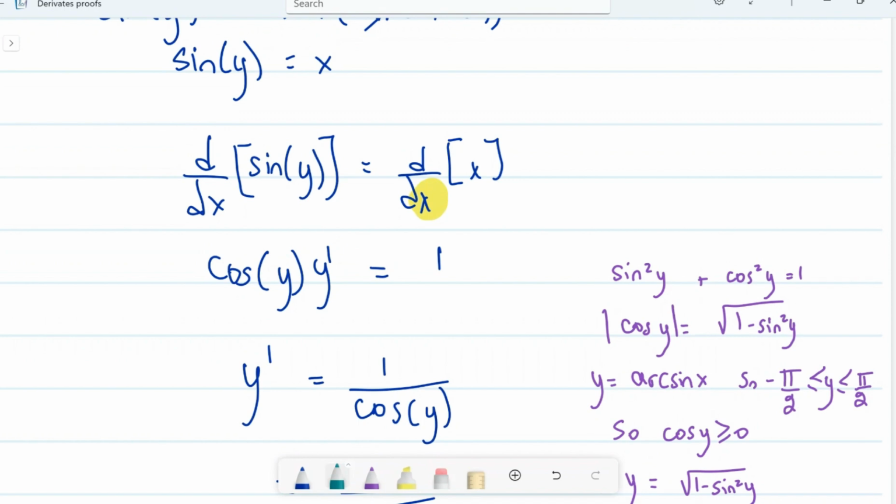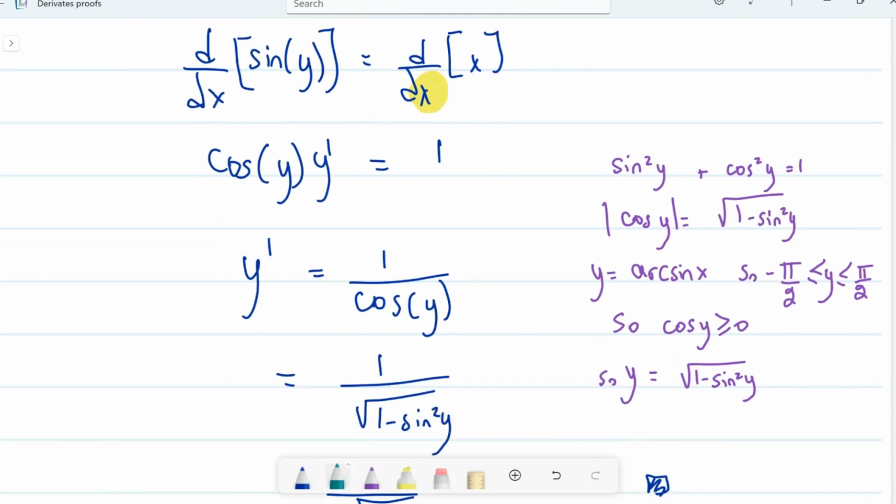Notice that y equals arcsine of x, and as we discussed in previous videos, this means that negative pi over 2 is less than or equal to y, which is less than or equal to pi over 2. This suggests that cos of y is greater than or equal to 0. Therefore, cos of y equals the square root of 1 minus sine squared of y.